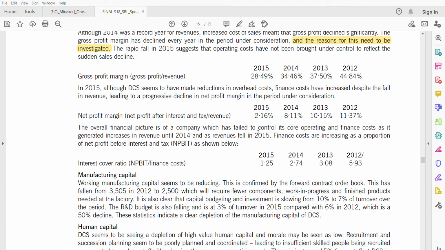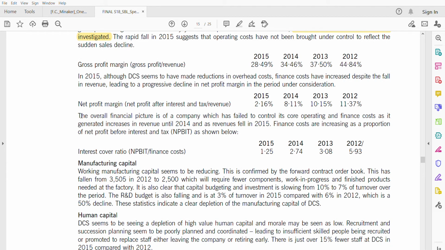But the net profit margin decline is very rapid. Let's just see here. Gross profit is 28.49 whereas net profit is just 2.16. Now let's go to the overall. Finally, you need to talk about the overall. You have been talking about the individual items, gross profit, net profit, sales. So the overall financial picture is of a company which has failed. You can get that by looking at this. It's like a semi-conclusion for the financial capital, not your main conclusion, but a little conclusion.